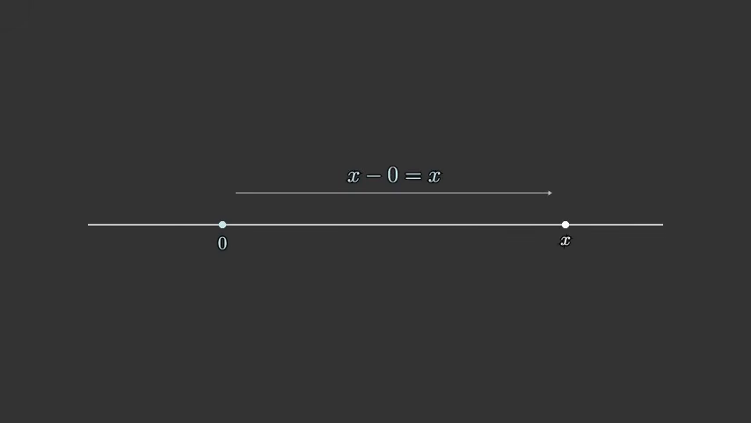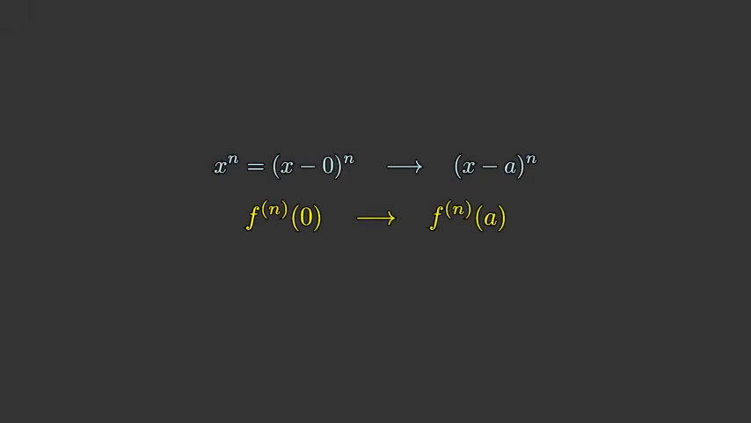But 0 is not special because of the mathematics. 0 is special only because we chose it as the center of observation. If the interesting part of the function is somewhere else, we move the center. Call the new center a. Now the question is not, how far is x from 0? The question becomes, how far is x from a? That distance is x minus a. This single replacement is the geometric reason for the term x minus a in Taylor's formula.